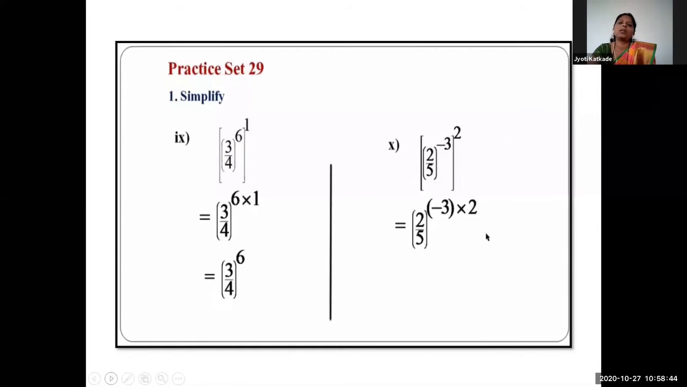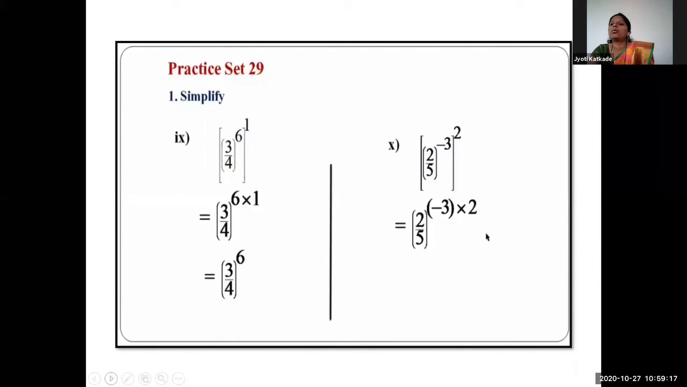3 upon 4 raised to 6 bracket raised to 1. Again, we have to take multiplication of power, that is 6 into 1. And so we get answer 3 upon 4 bracket raised to 6. And last example is 2 upon 5 bracket raised to minus 3 raised to 2. Okay. So we get 2 upon 5, 3 to the 6. One step is there. 2 upon 5 raised to 3 to the minus 6.